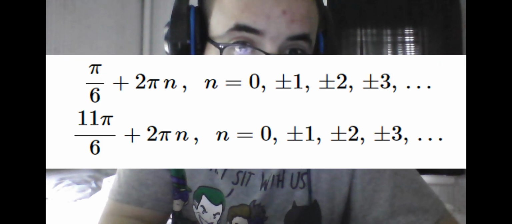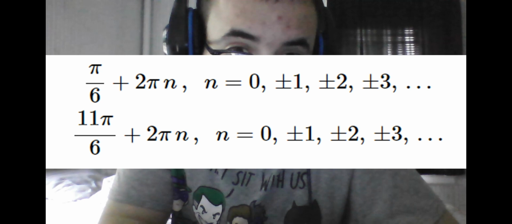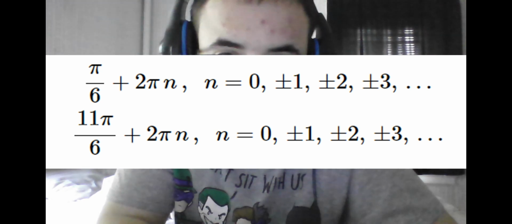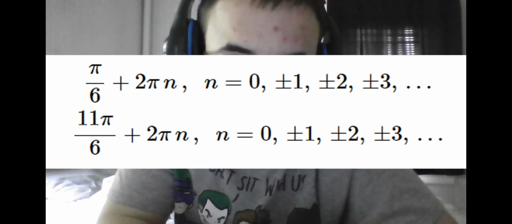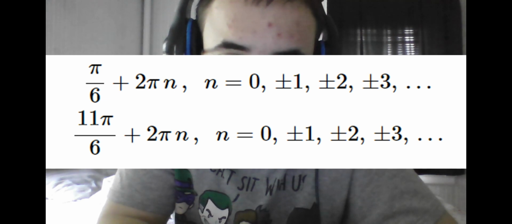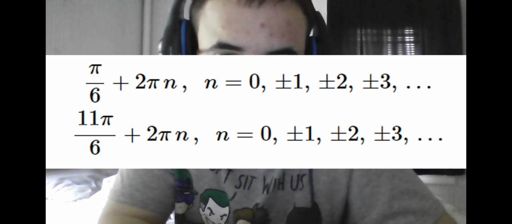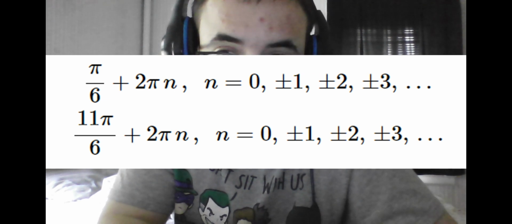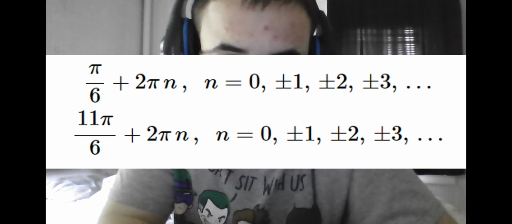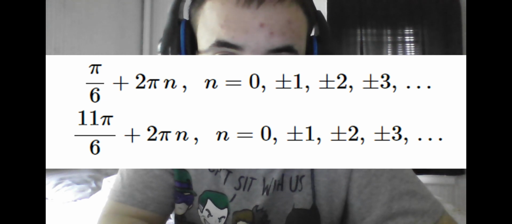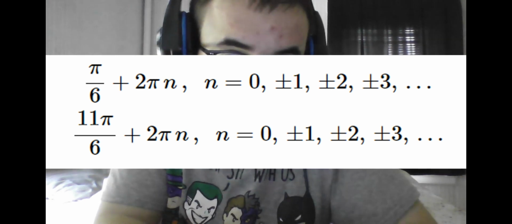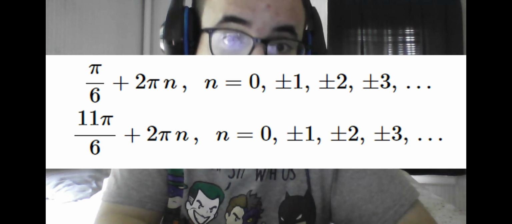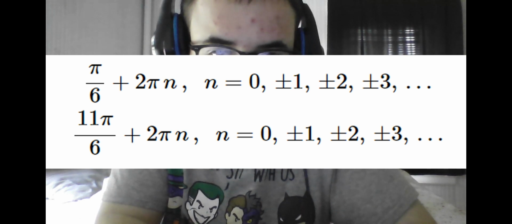So now we see, at these points, we can add 2 pi times n, where n is any integer from negative infinity to infinity. So those are literally all of our answers. If we do not restrict ourselves to a specific interval, we have an infinite amount of answers, because of how trig functions are cyclic.